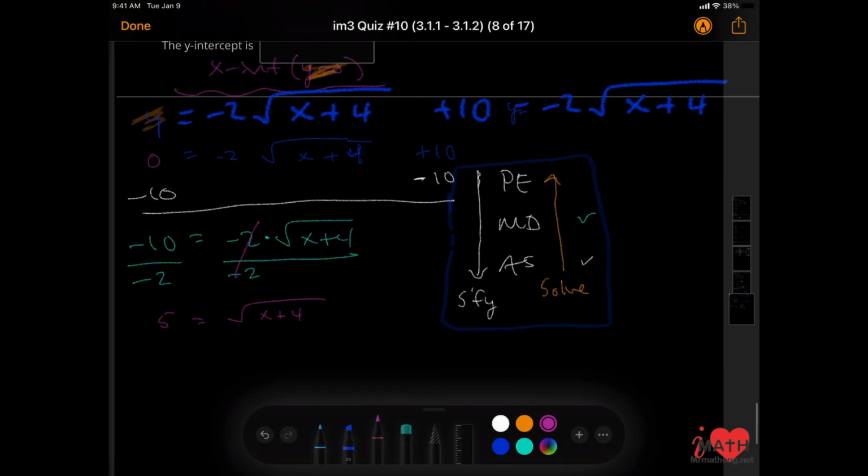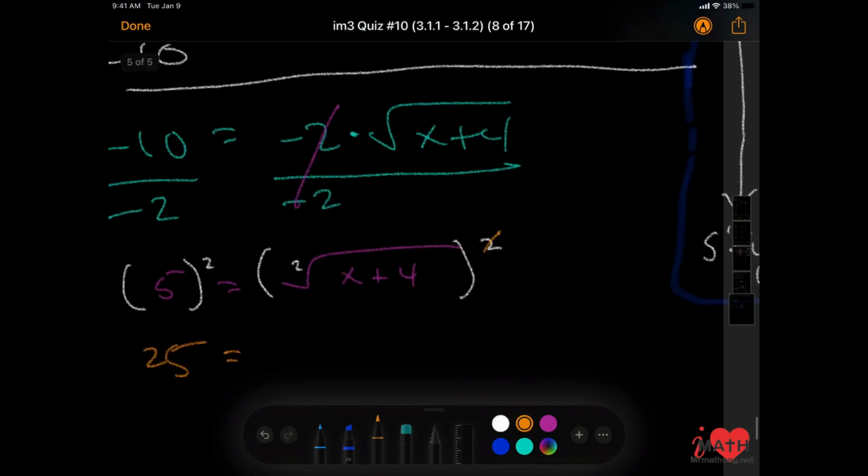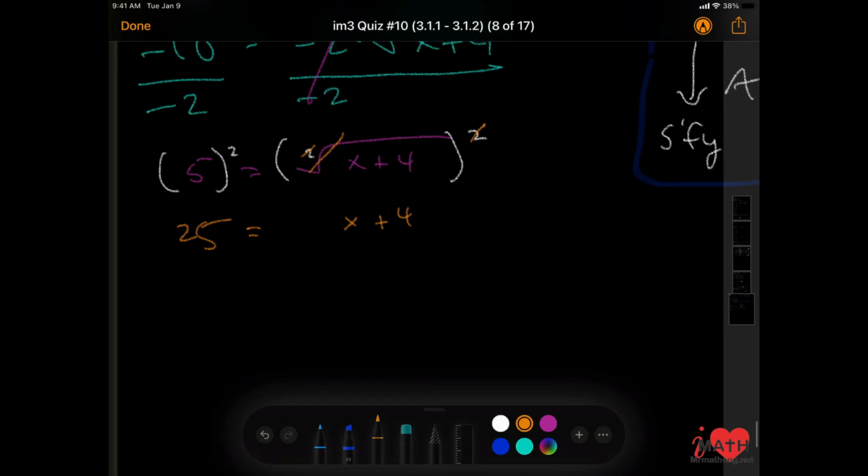Okay, and you can't touch what's on the inside until that radical sign is gone. So that's the exponent. Remember, there's an invisible 2 here, so essentially what I need to do is square both sides. That is the opposite. So you will get 25 equals, this 2 and the radical sign are gone, so you're just left with x plus 4. And then to solve here, you just subtract 4. So we get x equals 21.